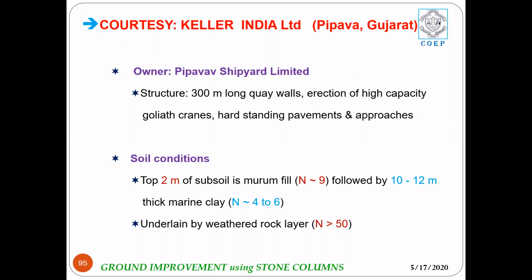Some details. Since we had 2 different methods adopted, we'll be having 2 different values of N, that is SPT value N. So for the top soil, which was Murum fill, the value of SPT N was 9, and beyond 2 meters to 12 meters, the thick marine clay was there, and the value of N was 4 to 6, and beyond the 12 meters, they had observed a weathered rock layer, and the value of N was greater than 50 blows.